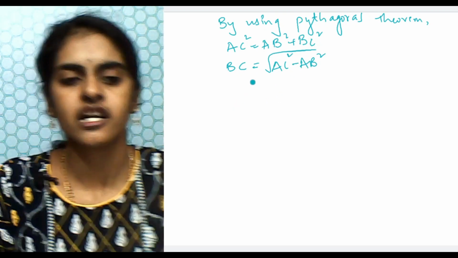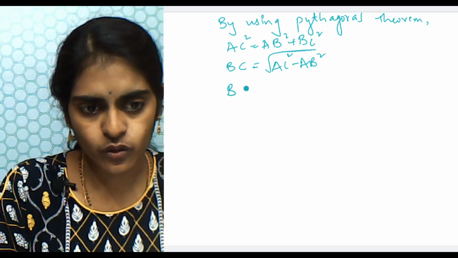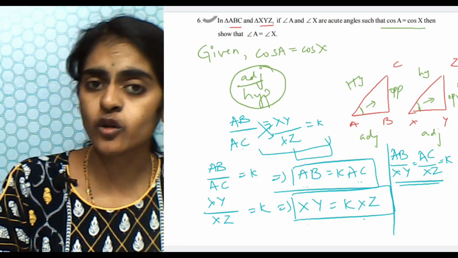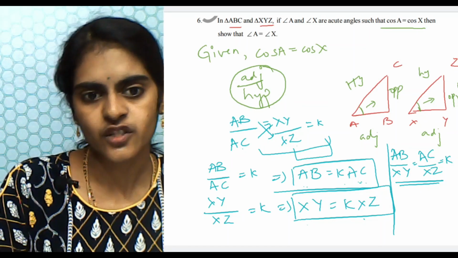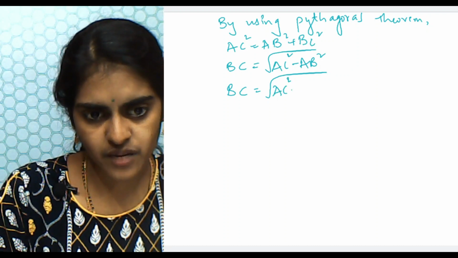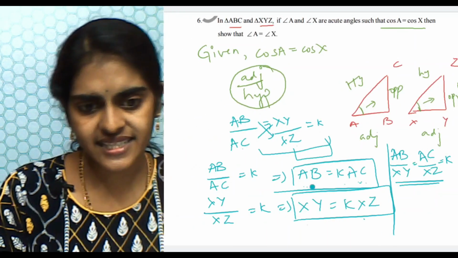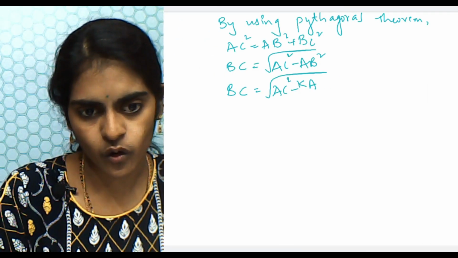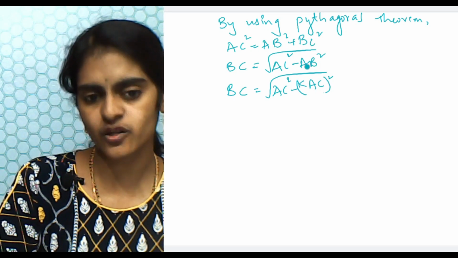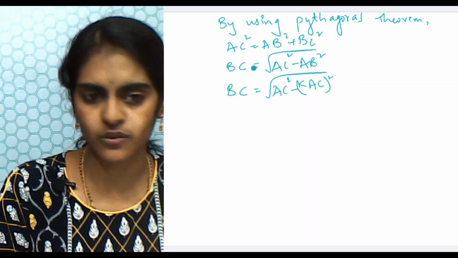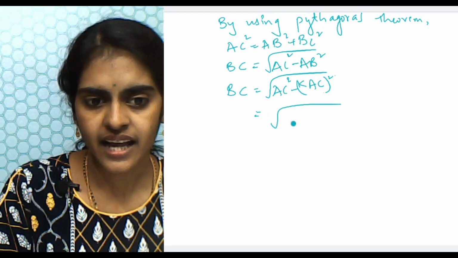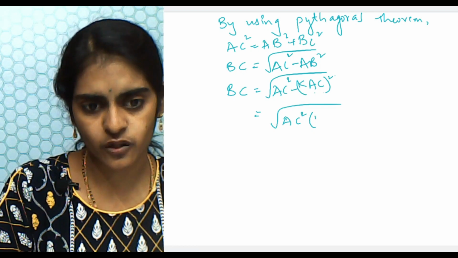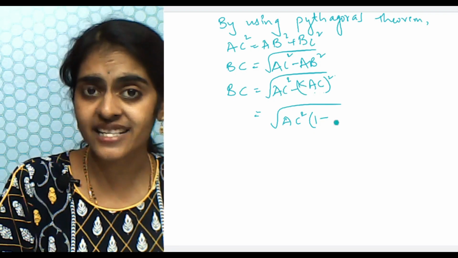Right? Very simple. So now this is one relation, but just see what the relation between AB and AC is. We know AB is equal to KAC, isn't it? So let us substitute. So this is AC square minus AB, and AB is KAC, so this is KAC whole square. So we have AB square, which is KAC whole square. Now see here, AC square I can take common from these two. Taking common, you are left with 1 minus, here this is K square, isn't it?